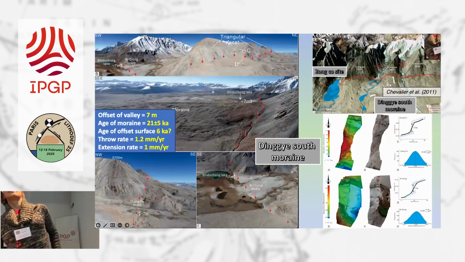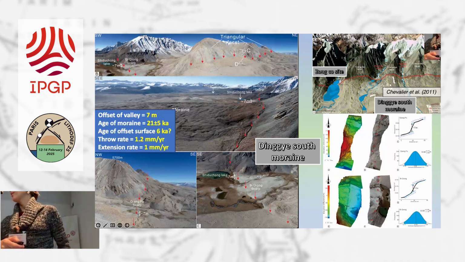Another site that we have nearby is the Dinggye South Moraine, which is 20,000 years old. And you can see the fault going along the mountain range. And you can see these beautiful truncated triangular facets. But the problem is that we cannot measure the fault scarp at exactly the location of that moraine because of landslides, rock falls and stuff.